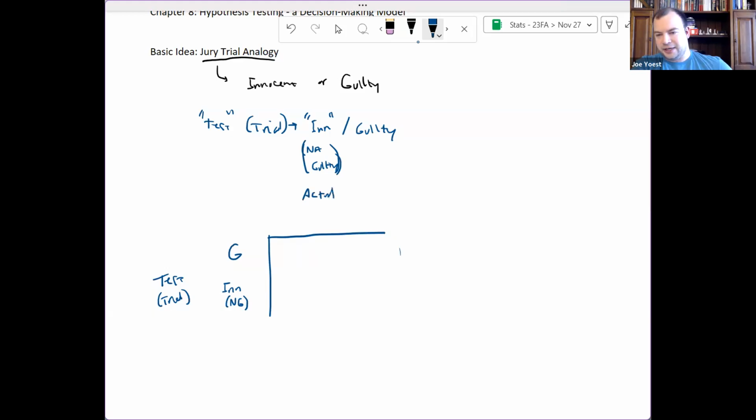And their actual status is either guilty or innocent / not guilty. So for right now, we're using innocent and not guilty as meaning the same thing, but we will discuss the nuance in a minute here. So the person has an actual status that hypothetically, if we knew everything there was to know about the situation, we could say clearly they're guilty or clearly they're innocent. The test, the trial, will claim that they are guilty or that they're innocent.